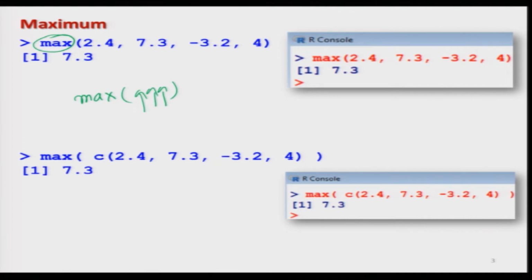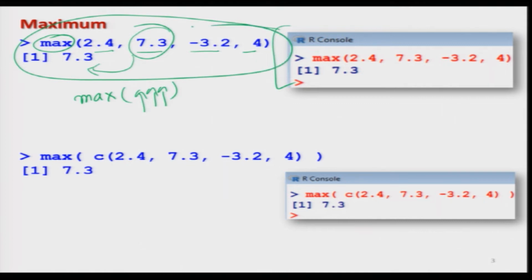In order to answer that question, first let me pose two examples. You can see here I want to find the maximum of four values: 2.4, 7.3, minus 3.2 and 4. You know that 7.3 is the maximum value, and if you operate it on the R console, it will give you the value 7.3, and you can see here this is the screenshot. But if you look at this example, I have not used the c command.